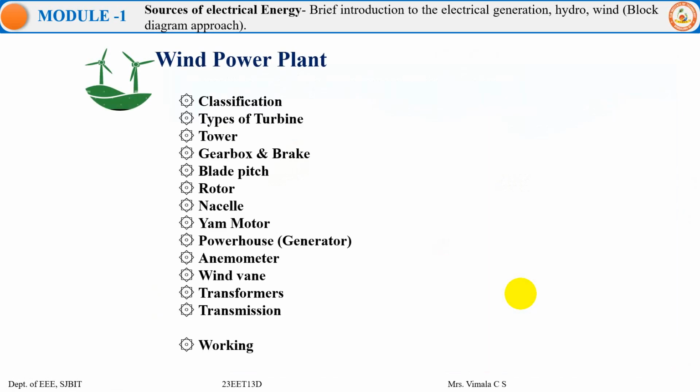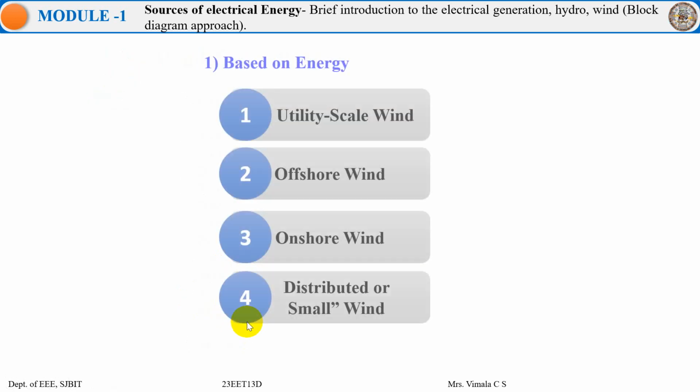So that was all about the hydropower plant. Now coming to the wind power plant, we have a classification again with respect to wind power plant. We have types of turbine used in a wind power plant, and we have a tower, gearbox, brake, blade, pitch, rotor, nacelle, yaw motor, powerhouse, anemometer, wind vane, transformers, and transmission. So let us see one by one how the classification is based on the energy.